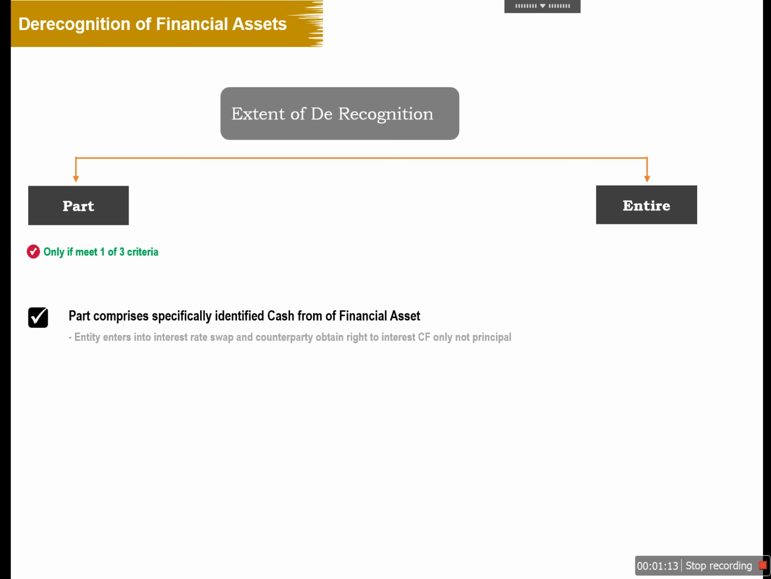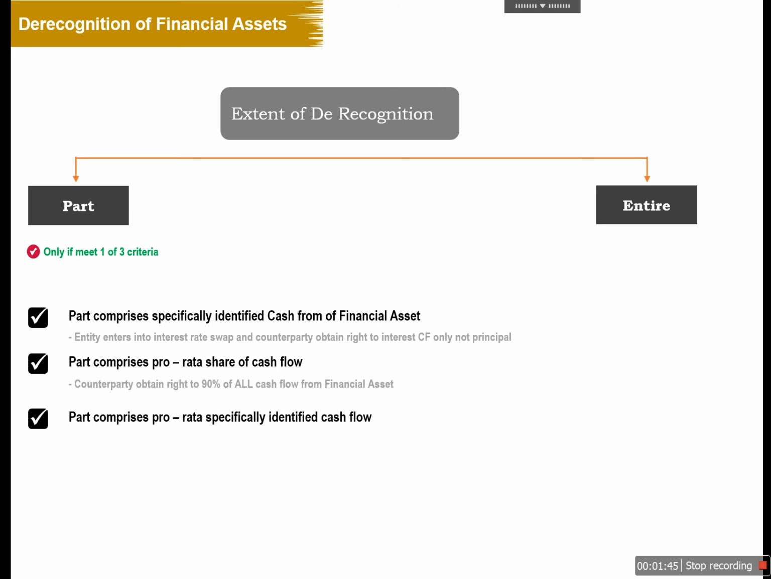So in this case, the derecognition principle will be applied on the interest portion of cash flow only, not on the principal. The second condition is if the part comprises a pro rata share of cash flow. For example, the counterparty obtains the right to 90% of all cash flow from the financial assets or group of similar financial assets. In that case, partial derecognition will be applicable on the 90% of the cash flow.